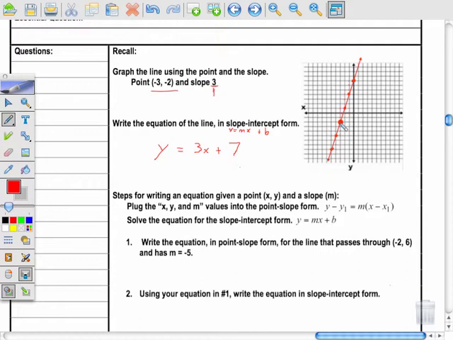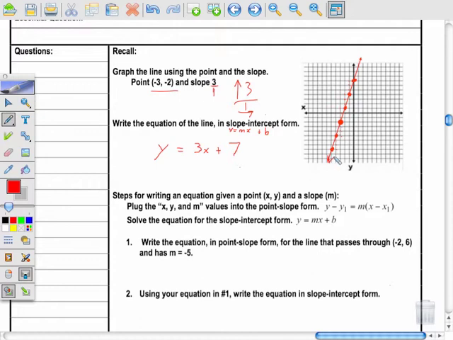And then the slope is 3 over 1, so that's up 3, to the right 1. So you go 1, 2, 3 over 1. There's a point. You can do that, or you can go down 3, 1, 2, 3, back 1. Okay, so you have your line.